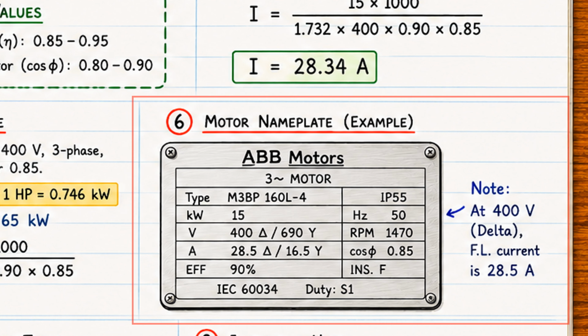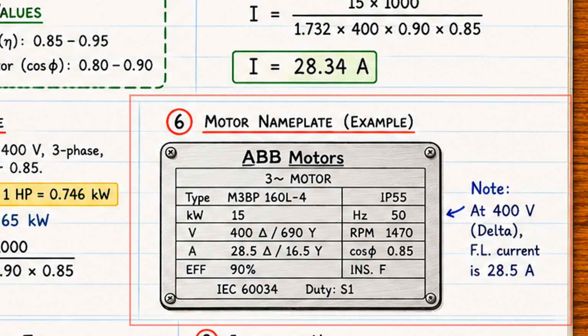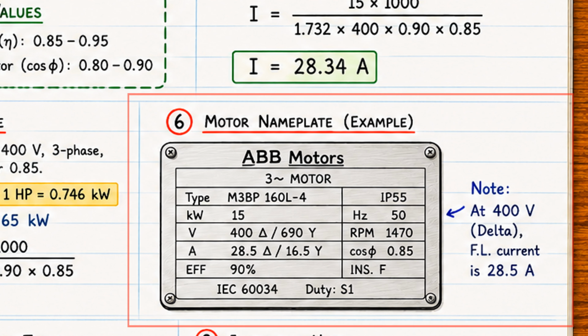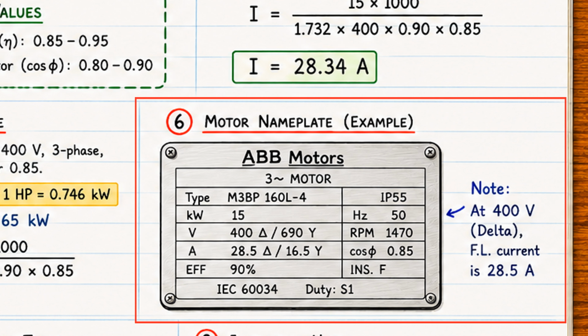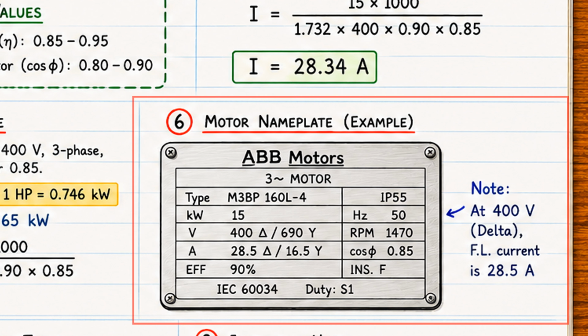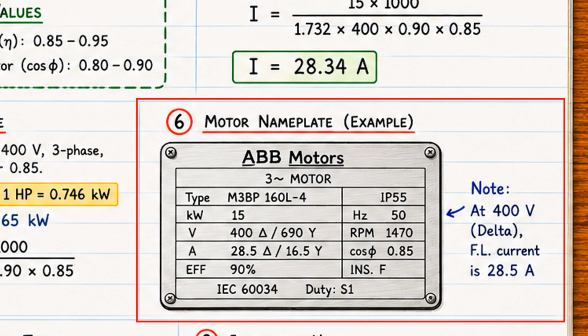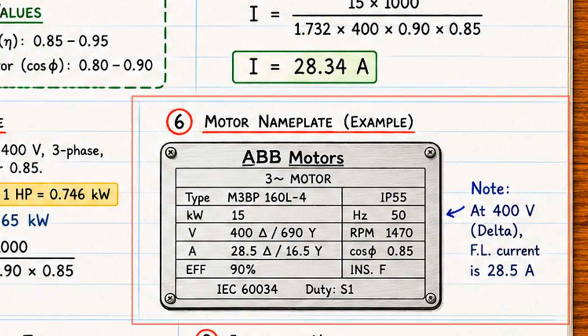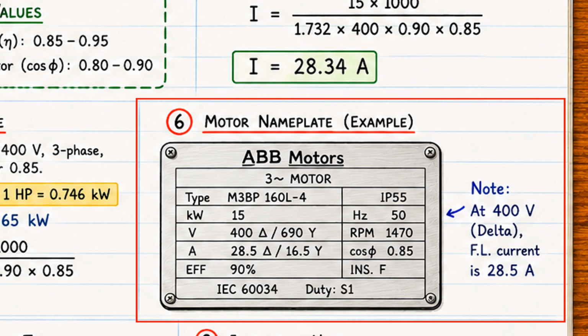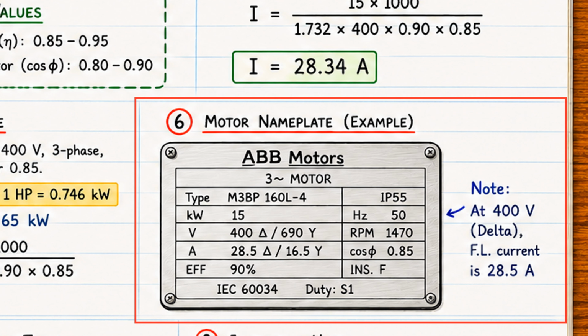Motor nameplate section. This is a real ABB motor nameplate. Rated power, 15 kilowatts. Rated voltage, 400 volts for delta connection, and 690 volts for star connection. Rated current, 28.5 amperes in delta, and 16.5 amperes in star.